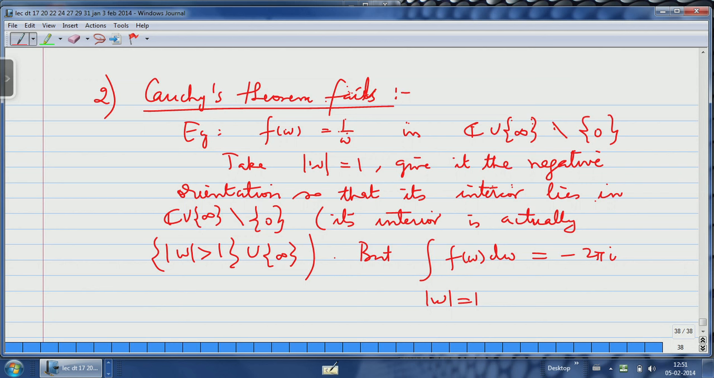So the point is, Cauchy's theorem fails. So you should not expect anything out of Cauchy's theorem here. So for a function which is analytic at infinity, Cauchy's theorem fails.